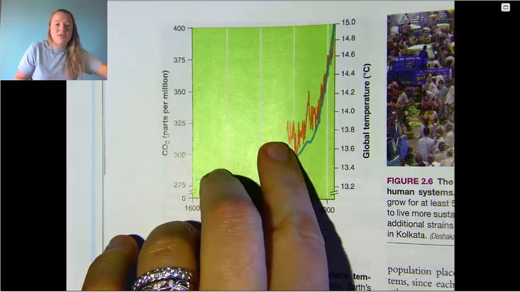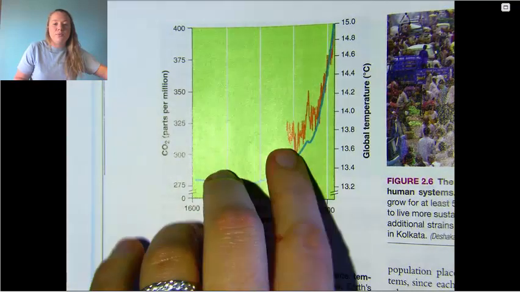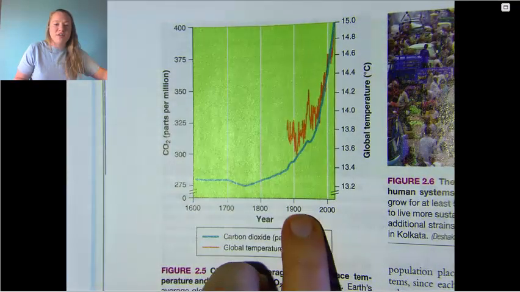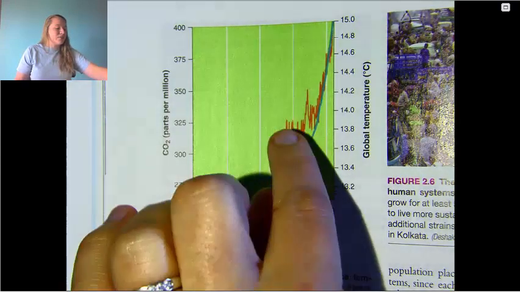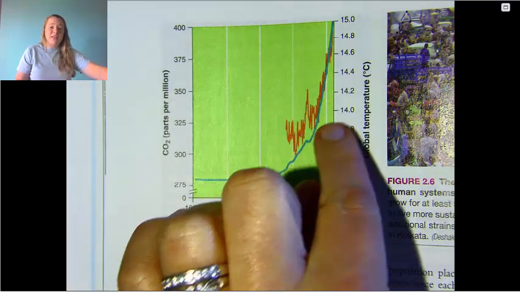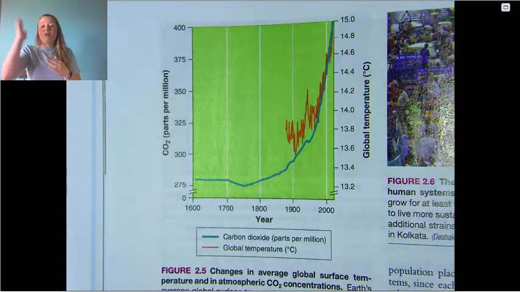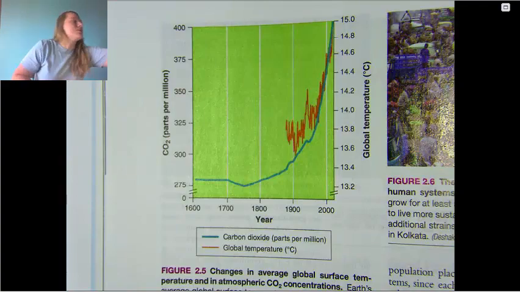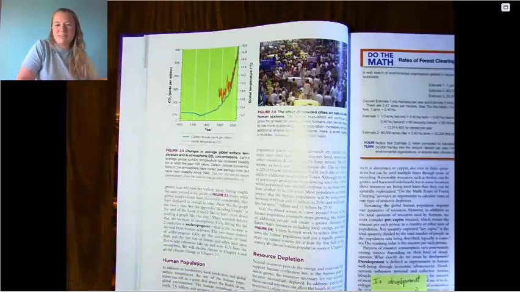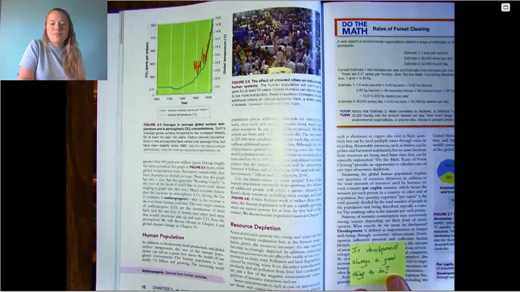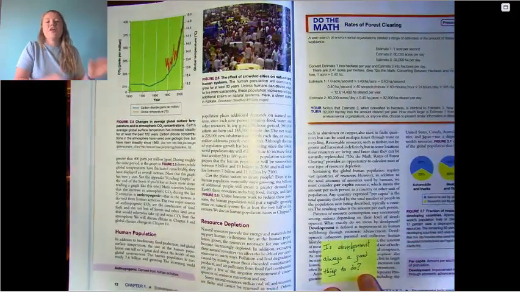The global temperature, that's the red line. We have the records starting in the late 1800s. We can see that the global average temperature is increasing right along with that carbon dioxide concentration. So we can see those moving together. So it's pretty clear that they're just going to keep going up. All right, a couple more.